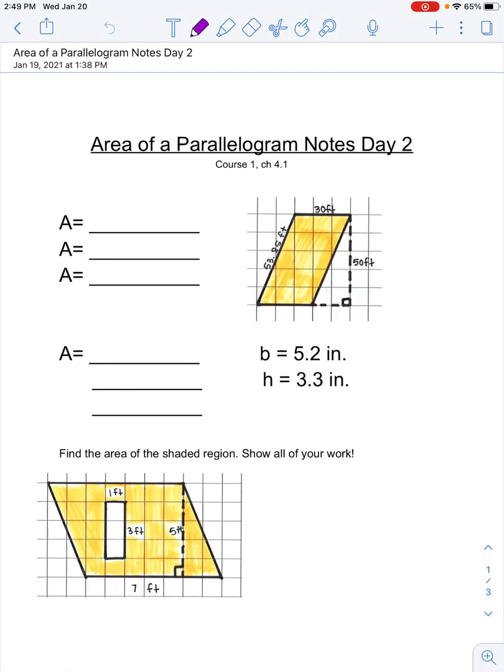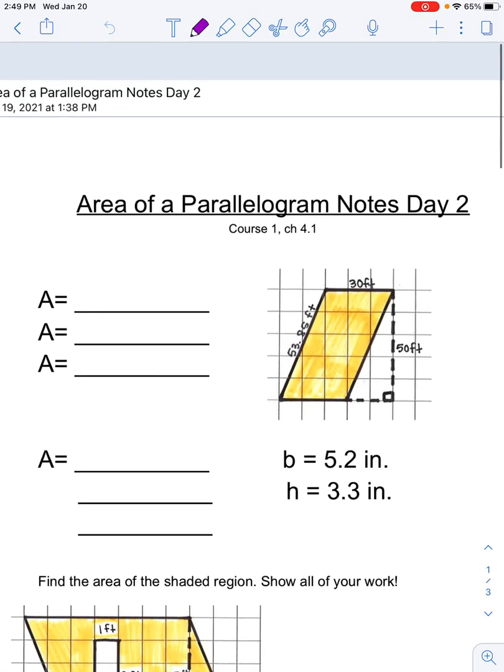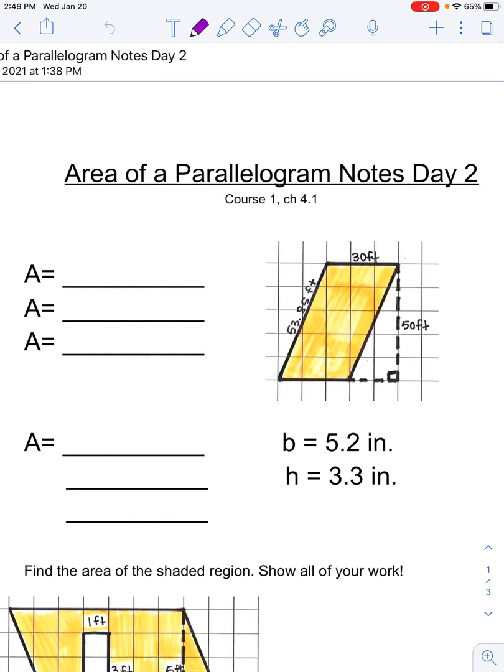Today we are going to do area of a parallelogram notes day 2. Go ahead and pull up your notes and do a side by side so you can fill in your notes as I'm going through my notes. For a review from day 1 notes, that first one is a parallelogram, so we're going to write the formula on the first line.